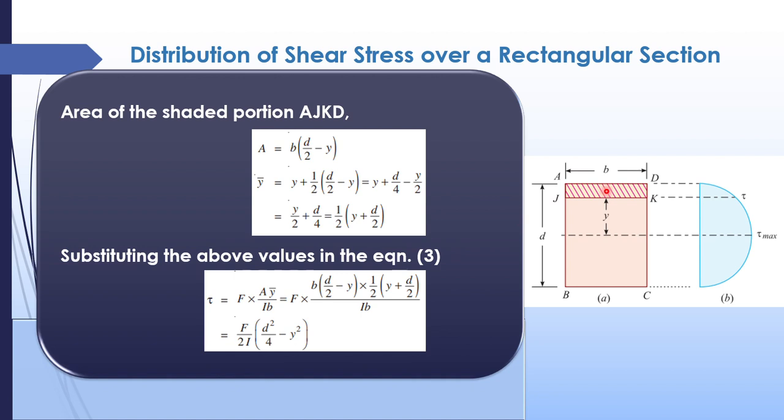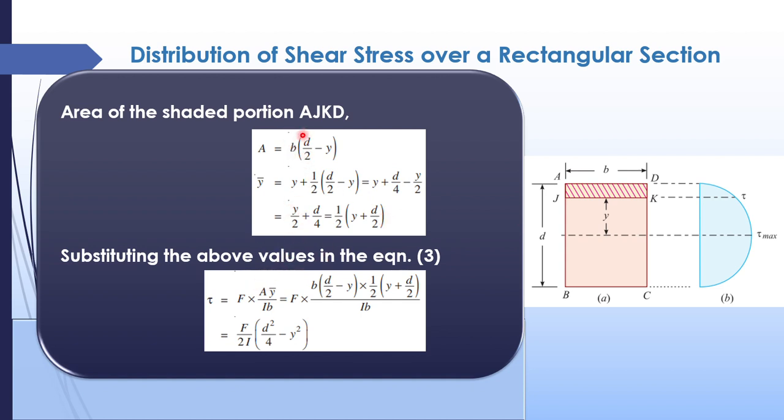That is nothing but total d by 2 minus y divided by half is this particular distance, plus y. Y plus d by 2 minus y into half, that is y bar. So you'll get it as y plus d by 4 minus y by 2. When simplifying, you will get it as half of y plus d by 2. So A and y bar you got.